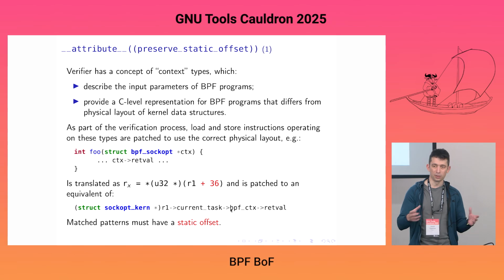And these access patterns can be really complex. For example, here, this ctx readval access. From the BPF program's point of view, it's just an access at offset 36 from a certain pointer. But physically, when the program is post-processed by the verifier, it is an access through several layers of pointers to a certain value. And this pattern works only on static offsets. It needs these load and store instructions to be encoded as instructions with static offsets.